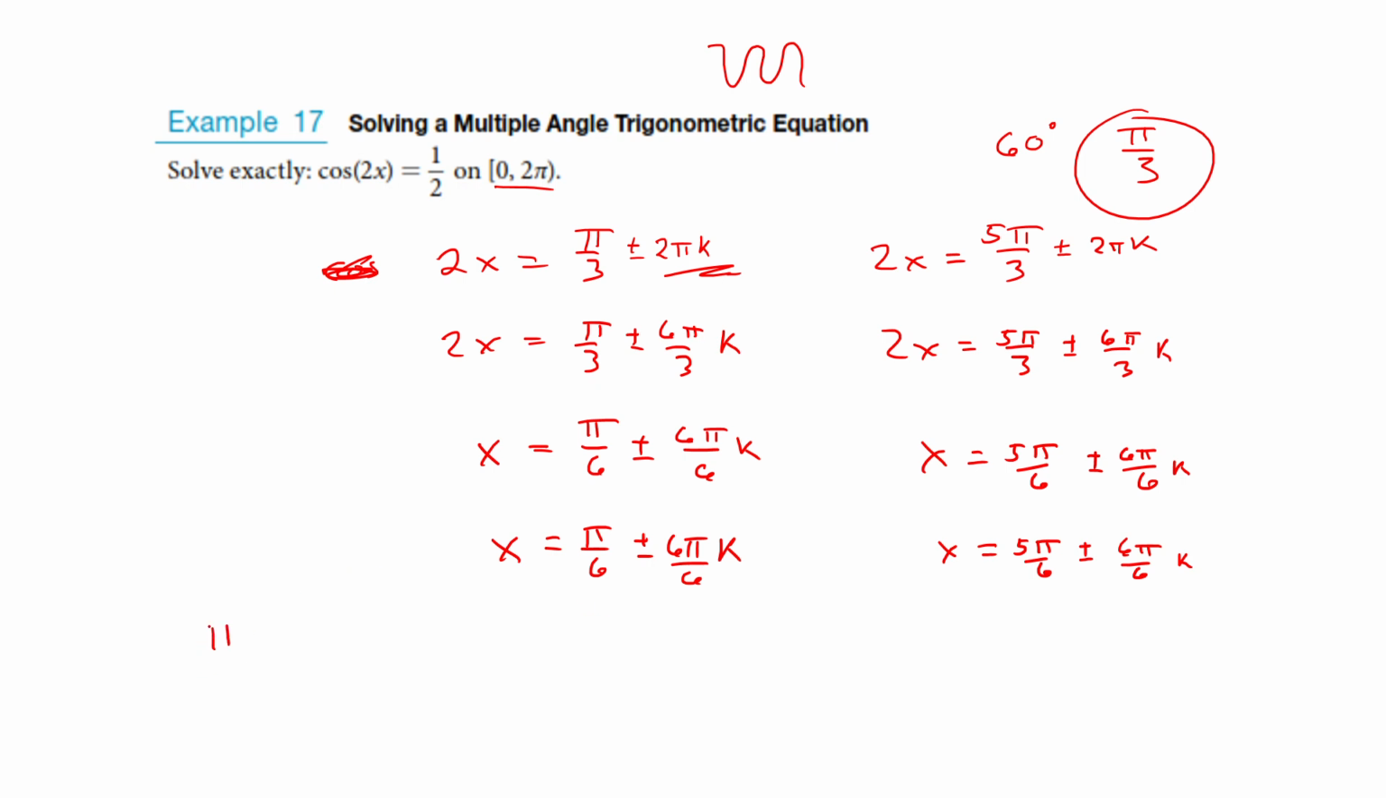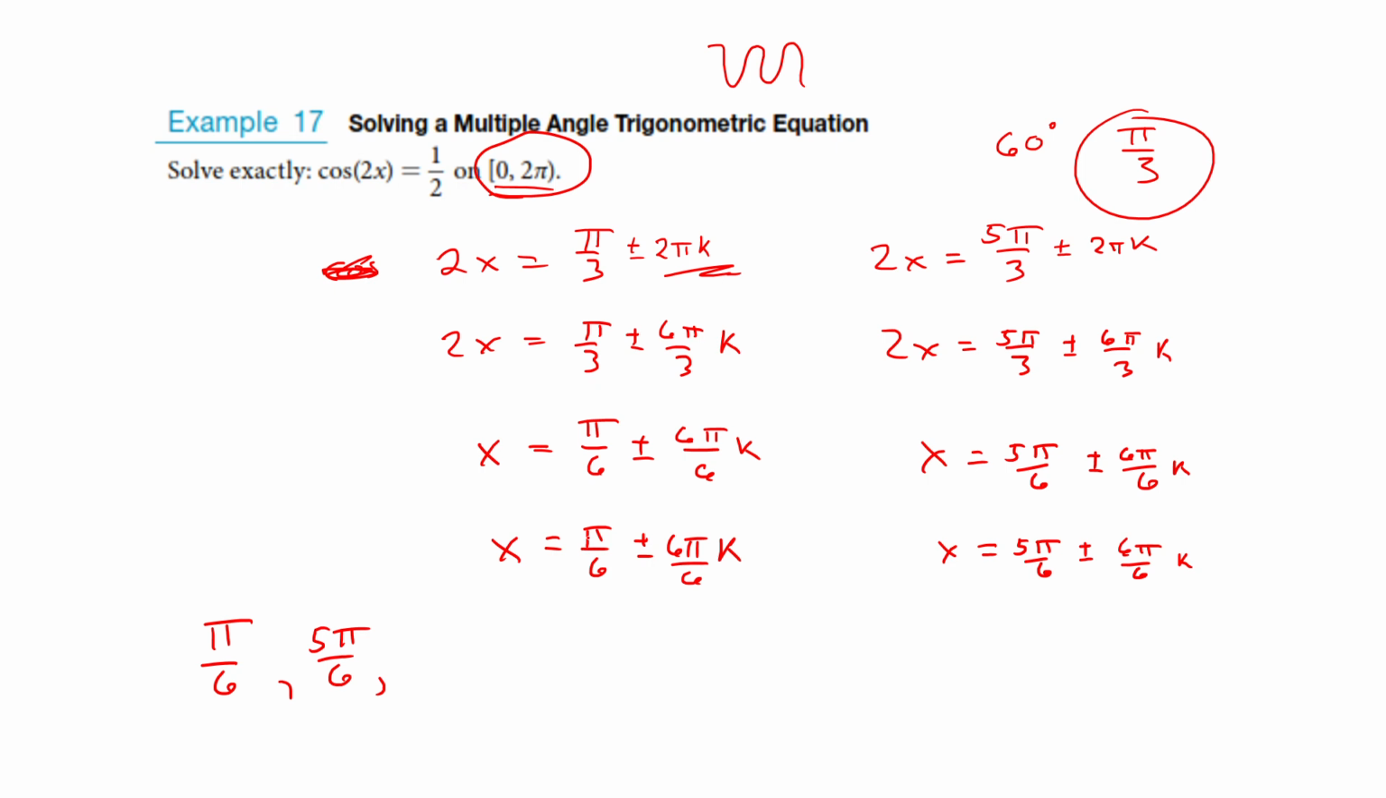I know that pi over 6 is a solution. And I know that 5 pi over 6 is a solution. But we need to check just to make sure that because of the compression, we haven't created anything else that's within one trip around the circle that could work. And actually we have.